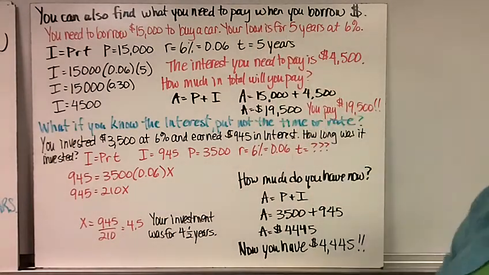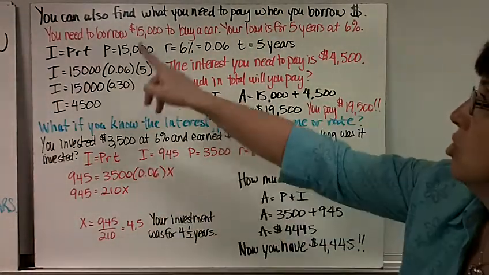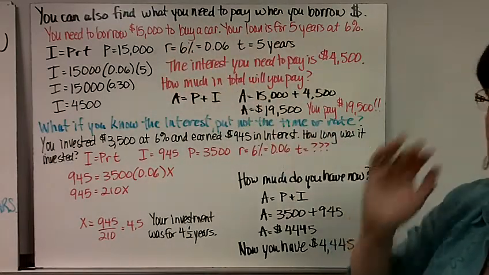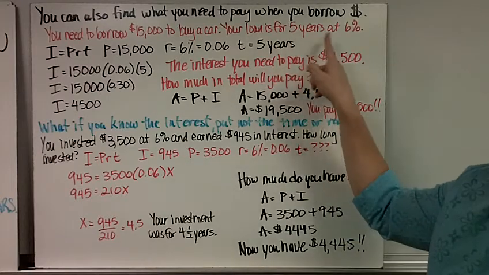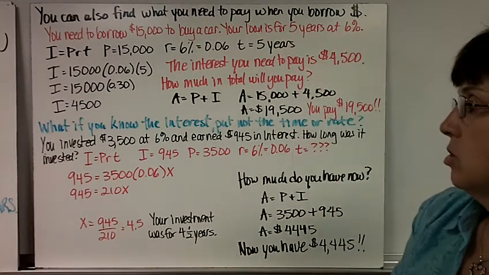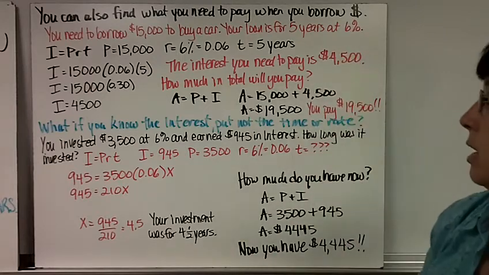You can also find what you need to pay when you borrow. So let's look at another little story. You need to borrow $15,000 to buy a car. You have some money, but you don't have enough. Your loan is for 5 years at 6%. Notice how you always have to pay more if you're borrowing than you will get.